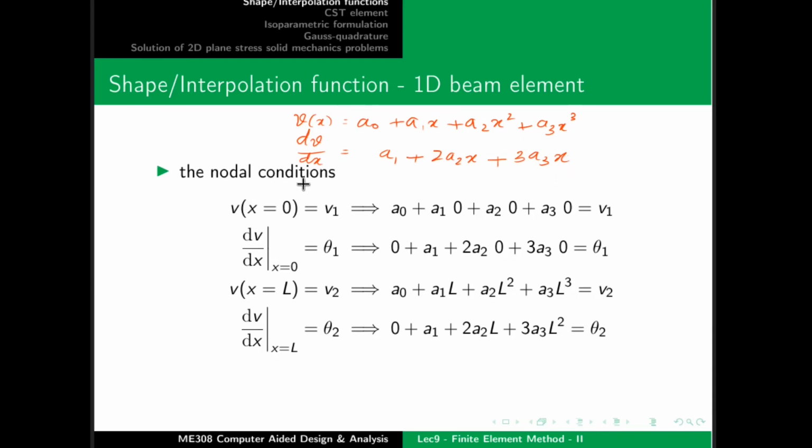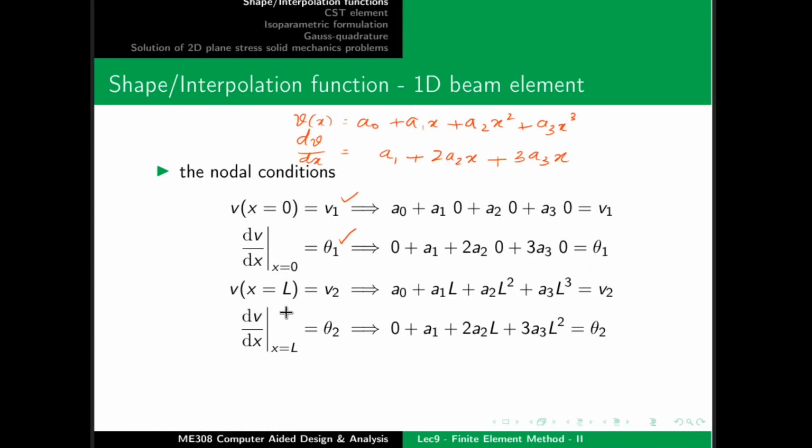For the nodal conditions, the displacement at x equal to 0 is v1. If we substitute x equal to 0 in the first expression, we get a0 plus a1 into 0 plus a2 into 0 plus a3 into 0 equal to v1. Similarly, the slope at x equal to 0 is theta 1. Here we don't have a0, so a1 plus 2a2 into 0 plus 3a3 into 0 equal to theta 1.